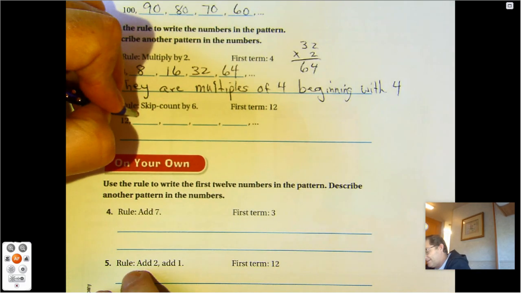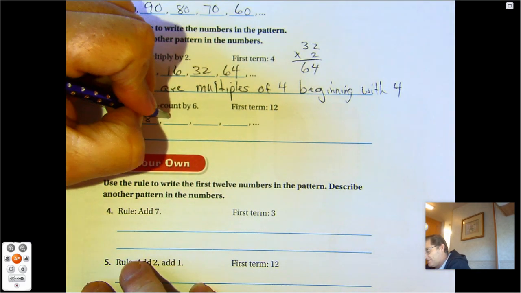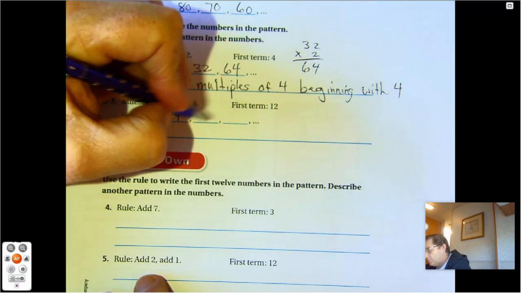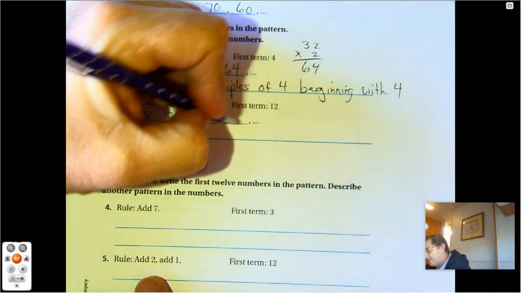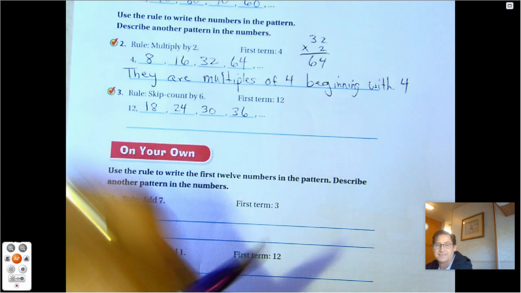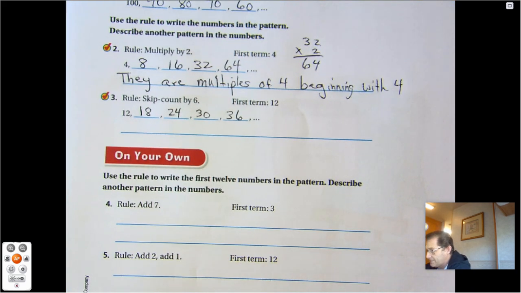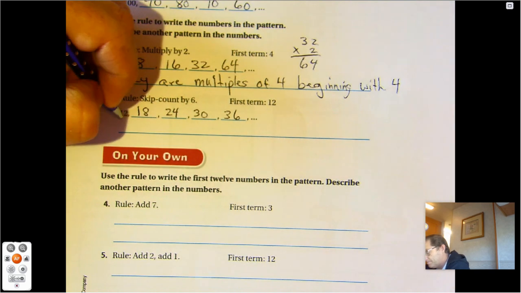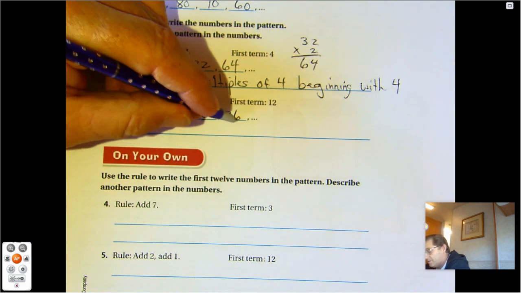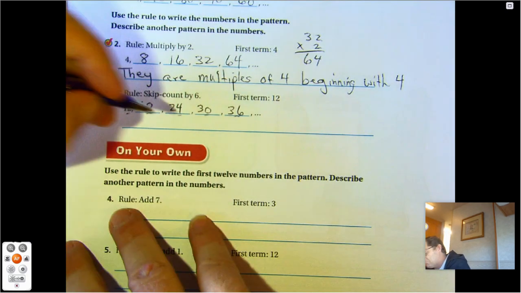Okay, 12 plus 6 is 18. 18 plus 6, 24. 24 plus 6 is 30. 30 plus 6, 36, and so on. So what pattern could we also say here? Well, the ones digits are all even.